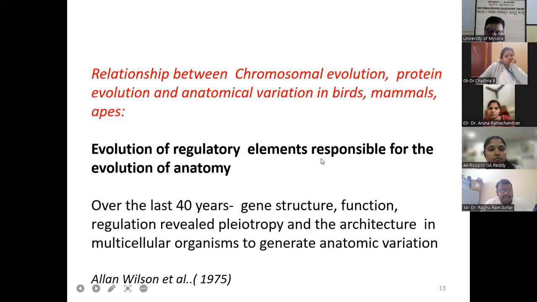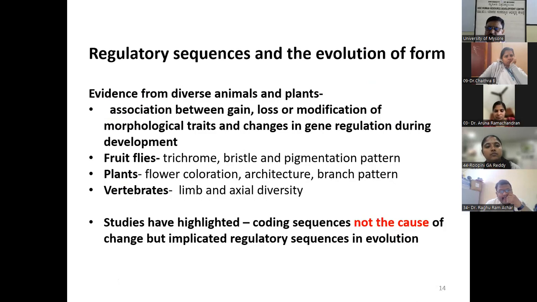What is now understood in the last few decades is that it is not just the coding sequences that account for the evolution of structure and function. It is the non-coding sequences which have been responsible for the evolution of structural and functional changes. This was first proposed way back in 1975. Evidence was not forthcoming because we did not have sequence information about the species differences. And now we have evidence from diverse animals and from plants, where hundreds of species have now been sequenced, which has allowed us to understand the association between gain, loss, or modification of morphological traits and changes in gene regulation during development. I'm talking about gene regulation, which involves non-coding sequences. These examples have been found in fruit flies, plants, and vertebrates.